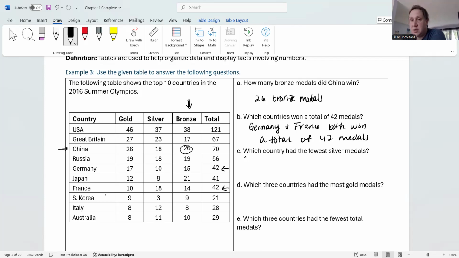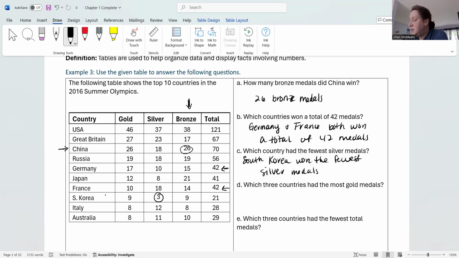Okay? Part C, which country had the fewest silver medals? So we, of course, want to go to the silver column, find the smallest number in the silver column. That would be 3. And if we look at which row we're in, the South Korea row. So we would say something like South Korea won the fewest silver medals. And just like I said a moment ago, if you were to just put South Korea, you would not be incorrect, but get in the habit of describing your answer because like I said, it's going to be much, much more important down the road.